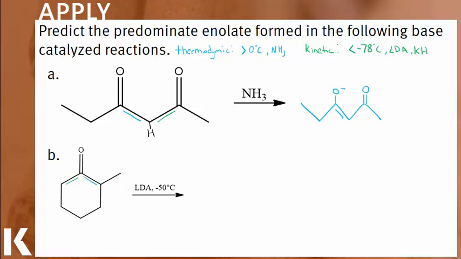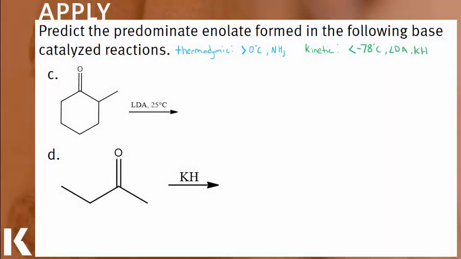The temperature would not be considered low or high since it's neither less than negative 78 or more than 0 degrees Celsius, so we can't be sure which product will form with this information. LDA indicates a strong base though, so this should form the less stable kinetic product with a double bond on the less substituted carbon. C is identical to the ketone we saw in B and utilizes the same strong base, so we'd expect to see the same product.